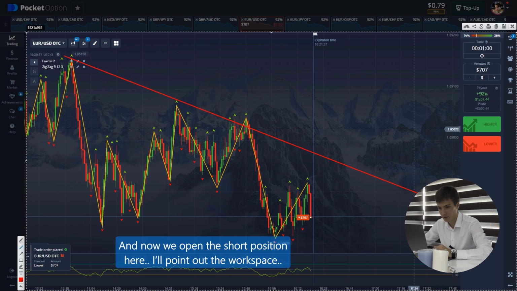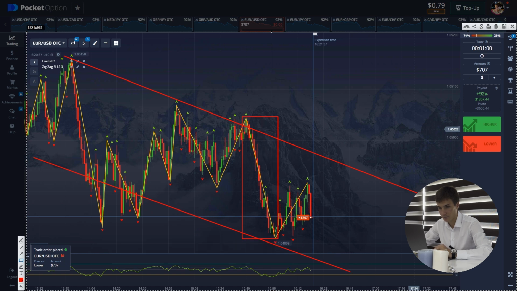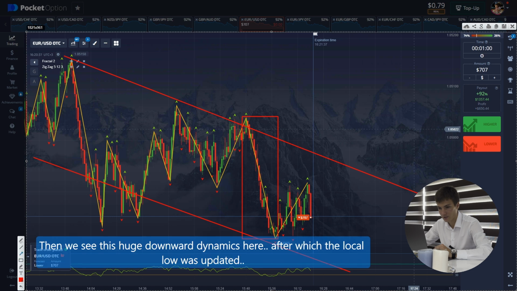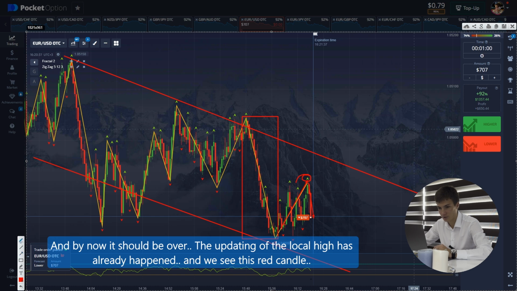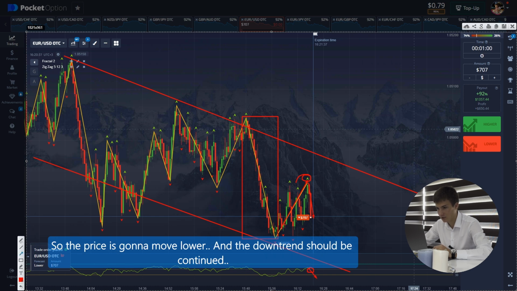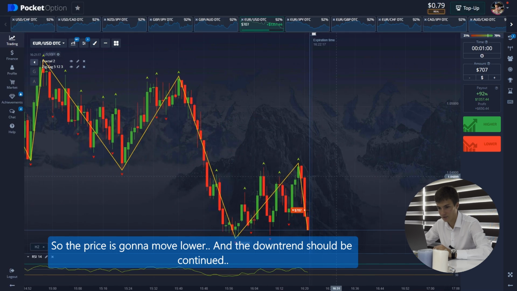And now we open the short position here. I'll point out the workspace, and then we see this huge downtrend dynamic here, after which the local low was updated, then a little pullback to the upside, and it should now be over. The uptrading of the local high has already happened, and we see this red candle, so the price is going to move lower, and the downtrend should continue.